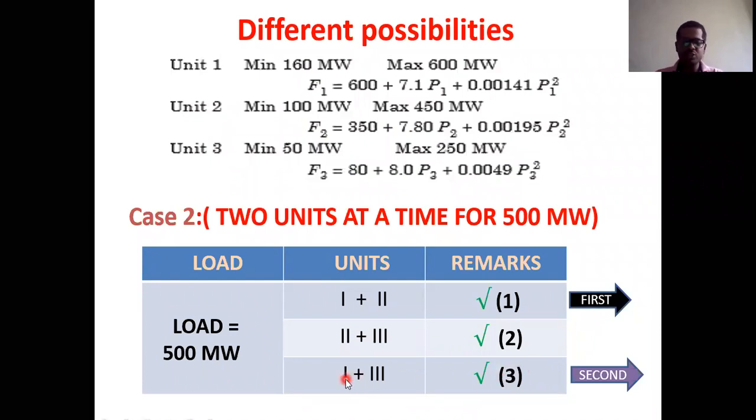The second option is connected to the third option, that is the combination of first and third units. Because when compared to the second option, that is 2 and 3, it is better to take 1 and 3, because unit 1 has less incremental fuel cost when compared to the second unit. So first of all we must give importance to the first unit. That's why in the second place we consider the first unit and third unit. And then the last one is second unit and third unit.